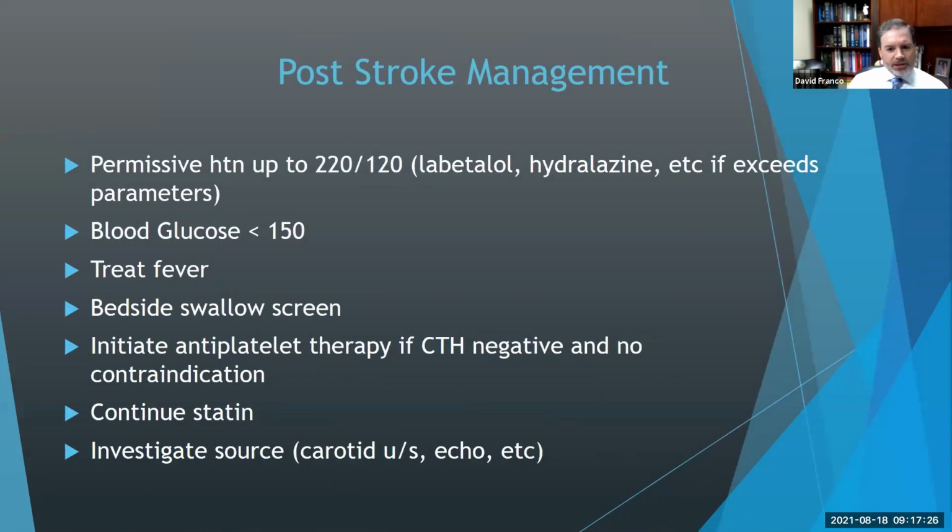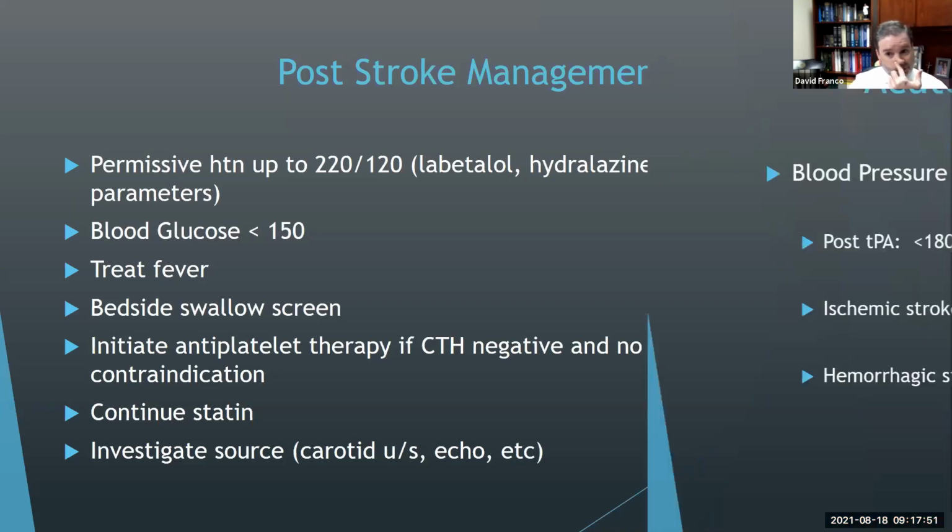So after the stroke, I'll run through this fairly briefly, but we want to make sure that we're optimizing the recovery, which means we're allowing for permissive hypertension. We're not letting their glucose get excessively high. If there's a fever, we need to treat it. If there's a swallow problem, we need to be aware of that and keep them NPO until that gets cleared. And then we move toward investigating the cause of the stroke.